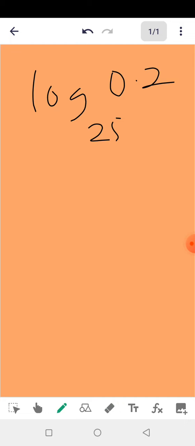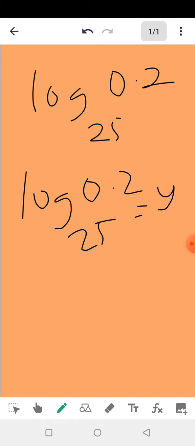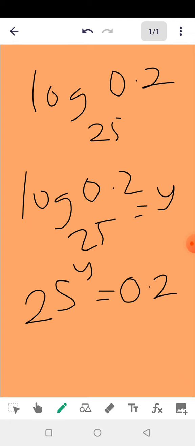Well, again, I cannot express 0.2 in terms of 25, so I have to look for another way of addressing it. Let's say, for example, I made this equation to be equal to y. It means I want to change it to indices. Then 25 raised to the power y is equal to 0.2. I believe you know why we've written this already.